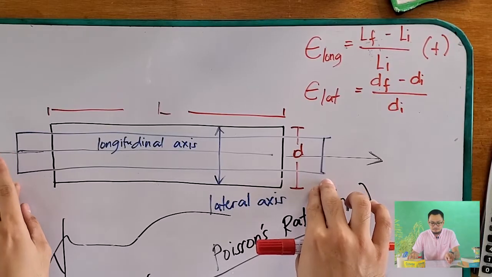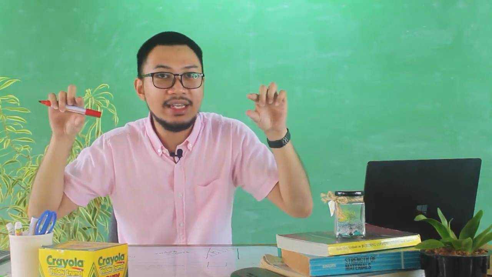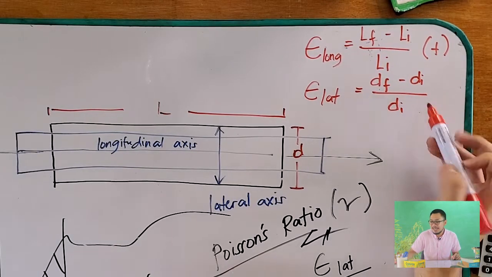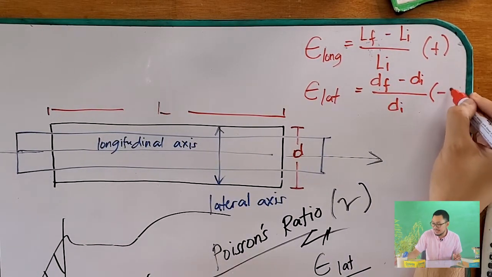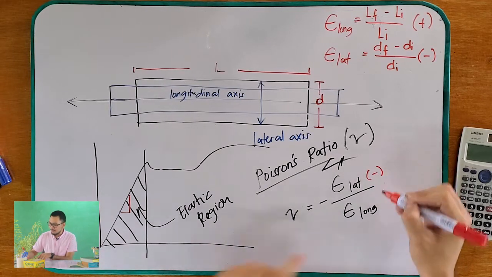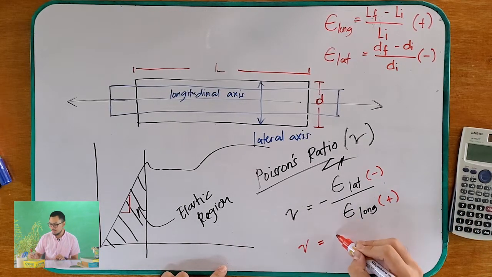Since we know that the shaft will elongate longitudinally, but on the other hand, its diameter will decrease. Therefore, your DF is lesser than your DI, and obviously your answer here will be negative. So, let us apply the equation. Lateral strain is negative over longitudinal strain, which is positive. What will happen? Your Poisson's ratio will be positive. That is why our Poisson's ratio is always positive.